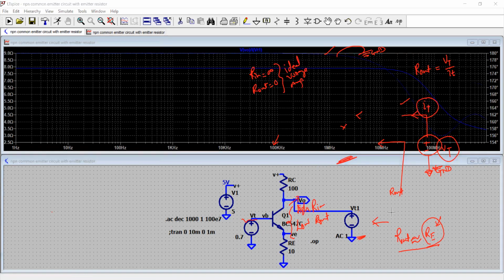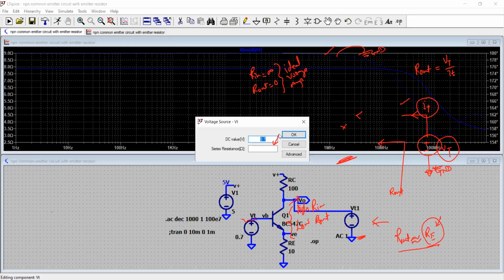Look, R out is RE, and RE is 10 ohm in our circuit, and this is exactly a good match with this value of the experiment that we have done. So very good. So we applied the test voltage, and we take the ratio of test voltage divided by a test current. Okay, here also we could have applied the test voltage of 1 volt and then simulate what you want. We can do that actually. So let us try to do that.